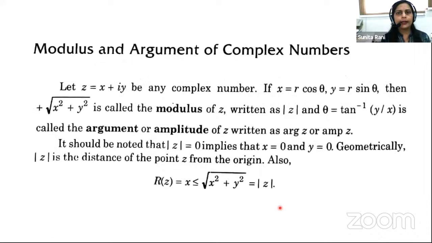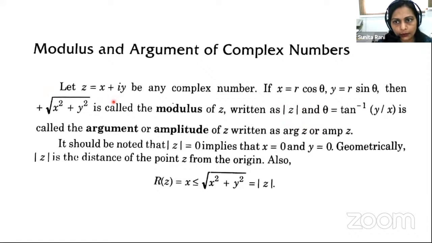Next is modulus and argument of complex numbers. How to calculate the modulus of a complex number? If we have a complex number z equal to x plus iota y, and if x is equal to r cos theta and y is r sin theta, then root of x square plus y square is called the modulus of z, or we can write it as mod z. Mod z is equal to root of x square plus y square.